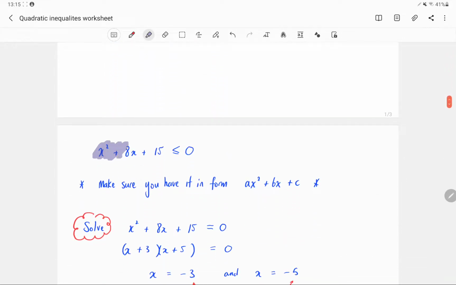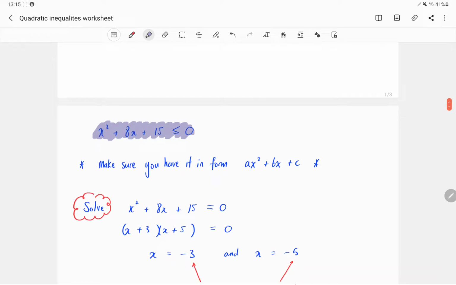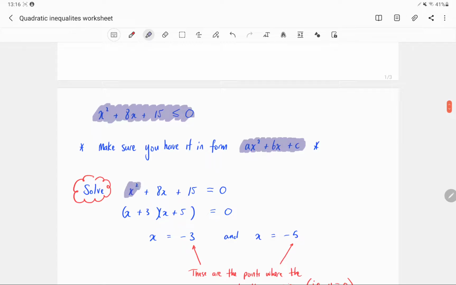So here's question 1. We need to solve the inequality. First thing we'll do is check to make sure that this quadratic is in the form ax squared plus bx plus c, so that we know how to factorize it. So we're going to let the equation be equal to 0. I'm going to swap out that inequality sign for an equal sign, and then we're going to factorize. We know how to factorize quadratics. This factorizes to give us (x plus 3)(x plus 5).